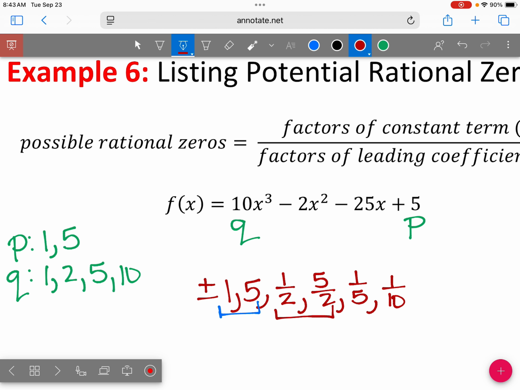Then I took the 1 and 5 and divided them by 5. Now that only gave me one new one, because 1 over 5 is 1/5, but 5 over 5 is 1. We already had that. So that only gave me one new potential. And then lastly, I took the 1 and 5 and divided it by 10. So that gave me 1 over 10, but 5 over 10 is the same as 1/2. So remember, every single last one of these is positive or negative. So there's 2, 4, 6, 8, 10, 12 different possibilities.